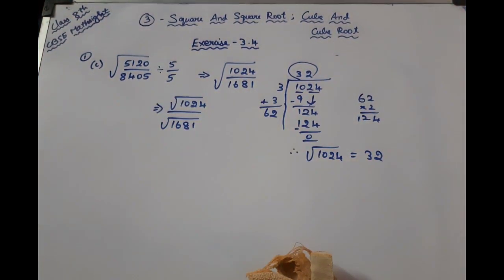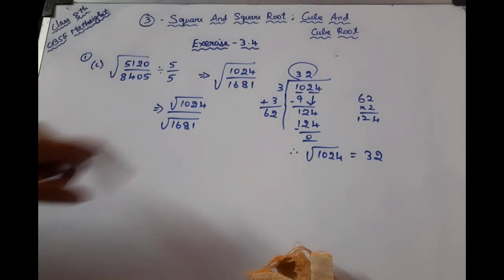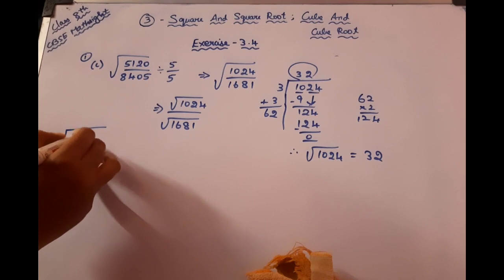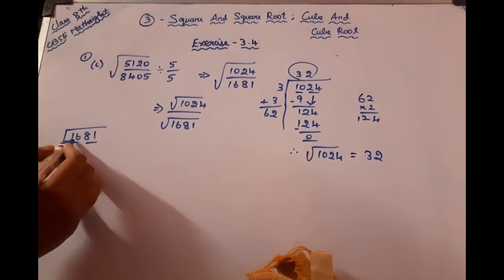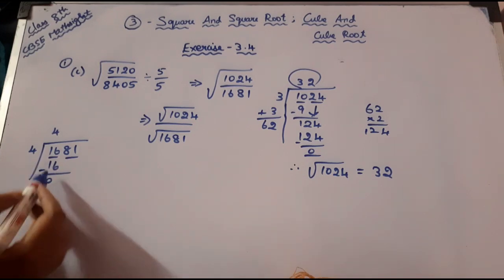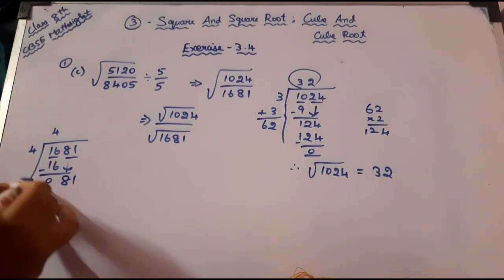Next, we will try to find the square root of 1681. So, finding out the square root value of 1681. So, the first number we have is 16. 4 into 4 is 16. When we subtract, we get 0. Next, we can take 81.